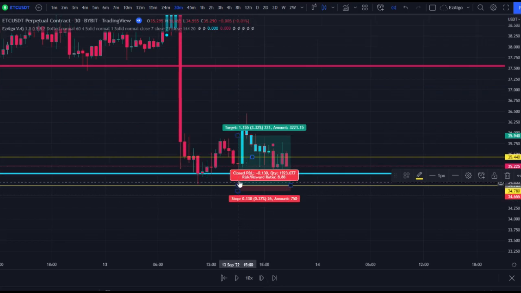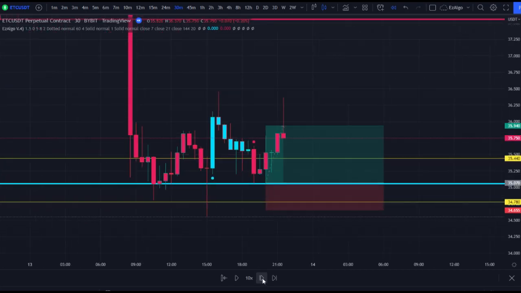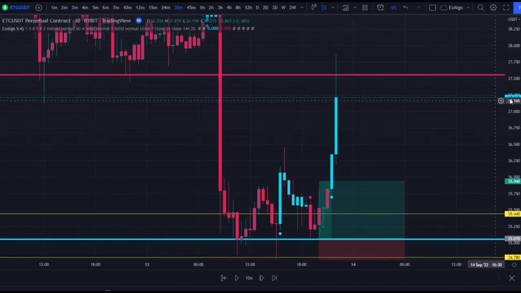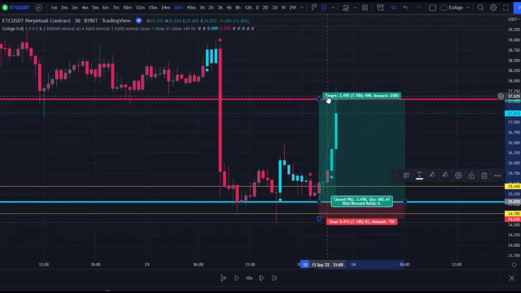We're still in the trade from right here, the swing failure of this EzAlgo level. Still in the trade, right? Stop loss to break even. Now we're in profit. Look at this. Look where price goes, guys. Look where price goes. 7%, right?